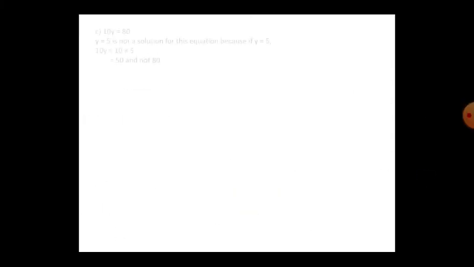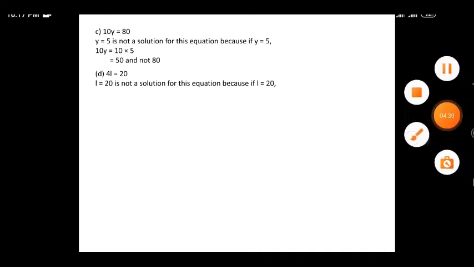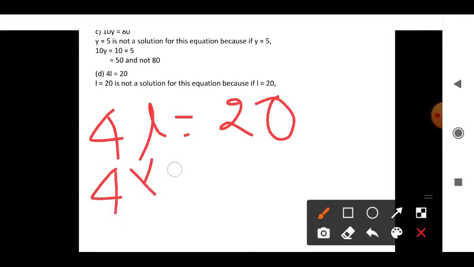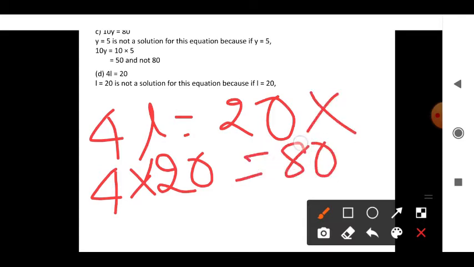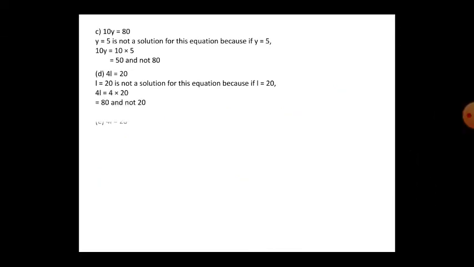Like that, 4l equals 20. So what is the l here? l is 20. So the expression is 4l equals 20. So 4 into l, instead of l you have to substitute 20, which means 4 twenties are 80. So it is not satisfied. So like that you need to find. You have to substitute the variable with the given value and find.